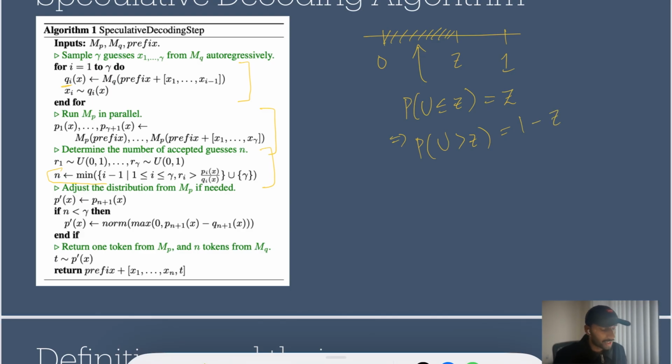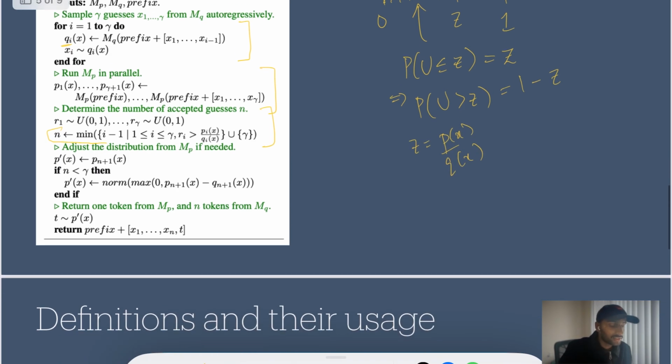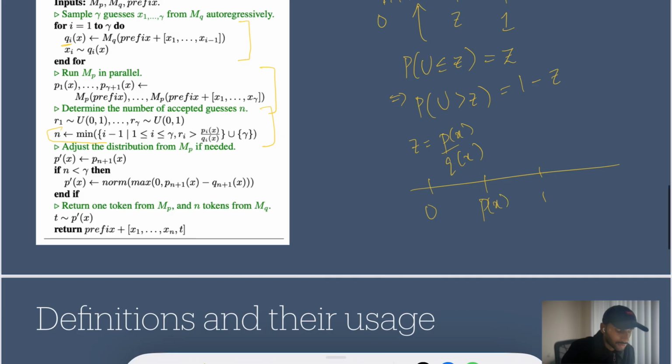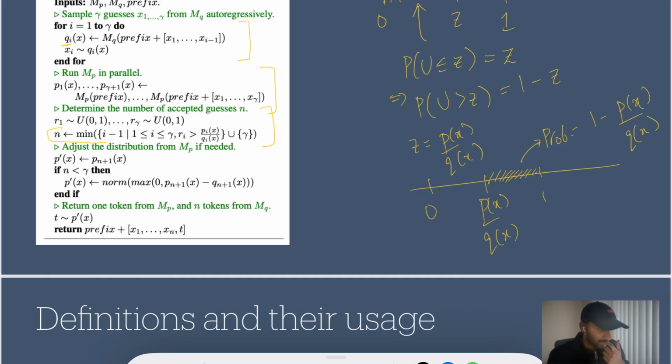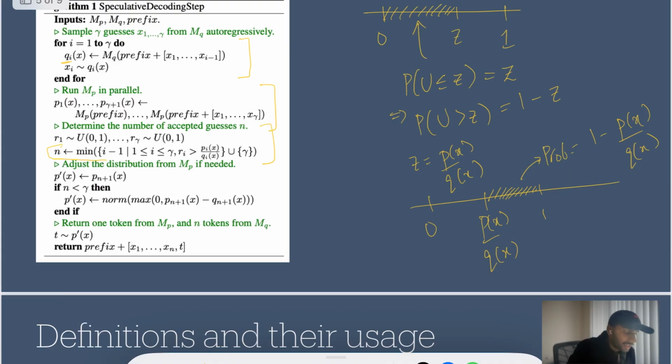So when you make z equal to p of x over q of x, you can immediately see that the probability that the sampled uniform value lies here is equal to 1 minus p of x by q of x. So when we say check for r being greater than this ratio, the probability that that happens is actually the rejection probability that we want. That is the case where we reject things. So that is the first index where we have rejected something.